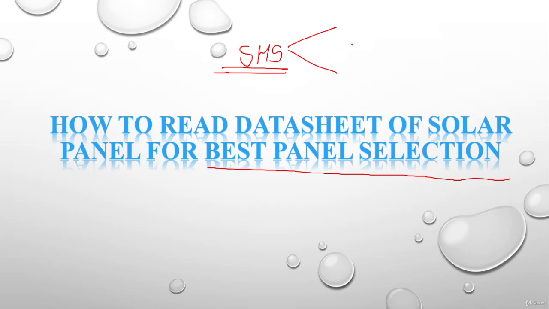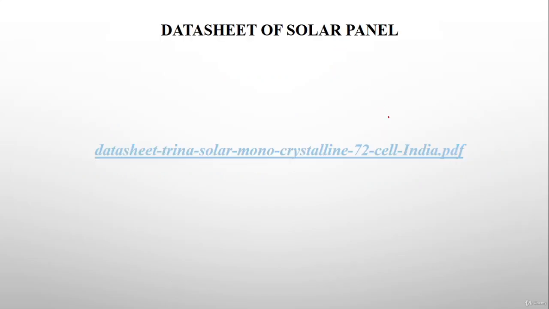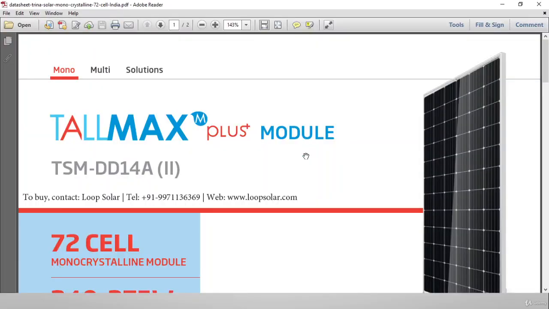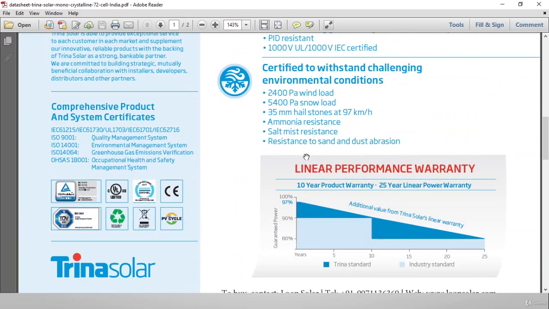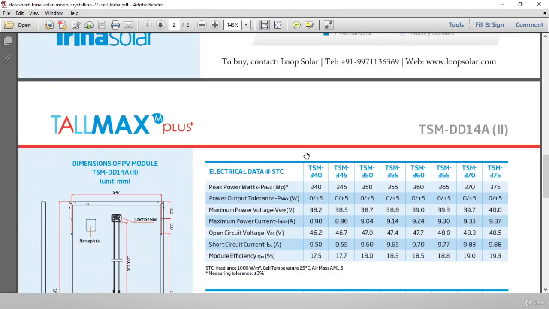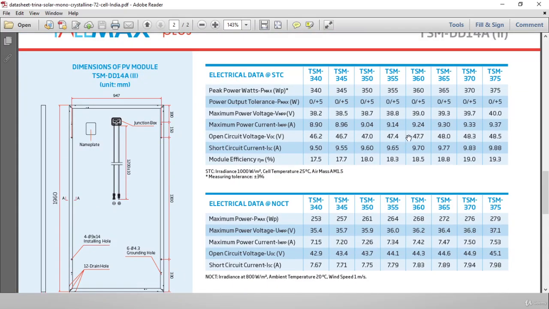With the help of the data sheet, we are going to see what parameters we are able to see whenever we are selecting any kind of solar panel. So let's say in this case, I have selected the monocrystalline type of solar panel, which is from the Trina company. You can choose a solar panel from any manufacturer, but you have to check some parameters one by one.